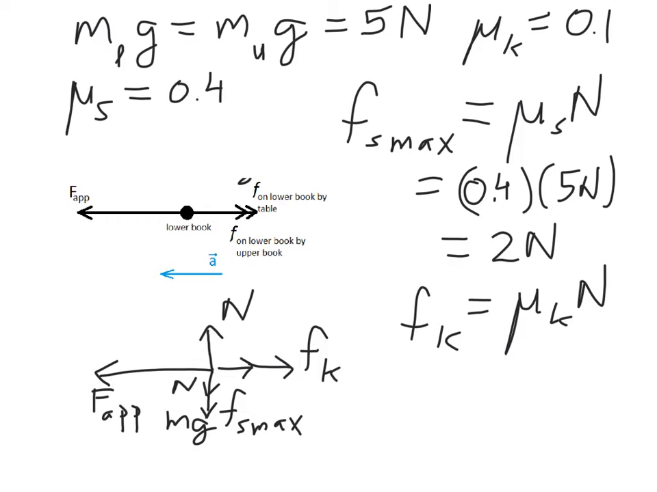Plugging in the numbers, we get a kinetic frictional force by the table on the lower book of 1 newton. So now we can see that the maximum static frictional force is 2 newtons, the kinetic frictional force is 1 newton, and so the maximum applied force that we can apply and have the two books move together would be 2 plus 1, 3 newtons. If we apply anything more than that, then there will be sliding between the two books.